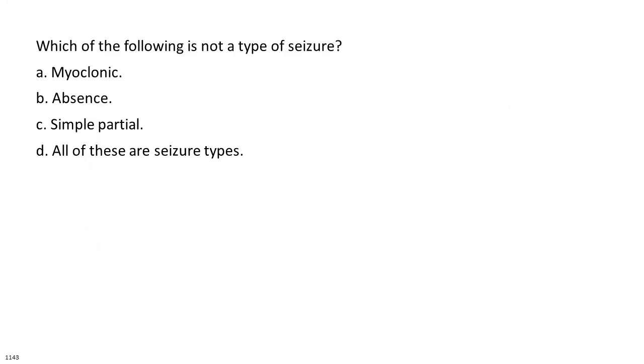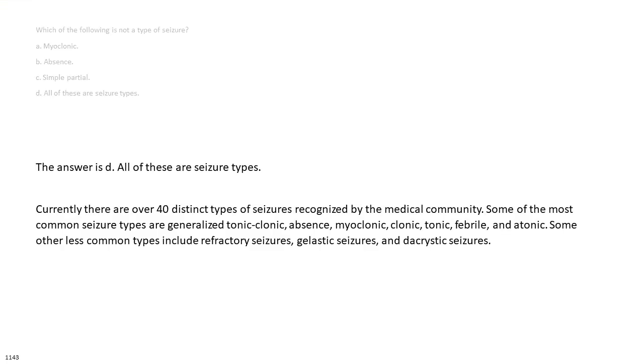Which of the following is not a type of seizure? A. Myoclonic. B. Absence. C. Simple partial. D. All of these are seizure types. The answer is D. All of these are seizure types.